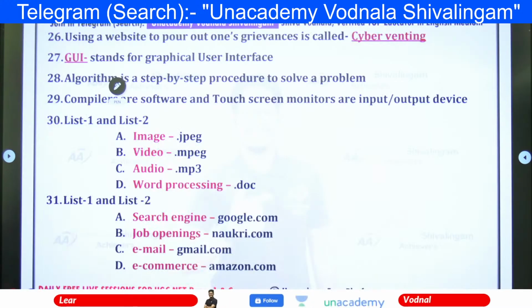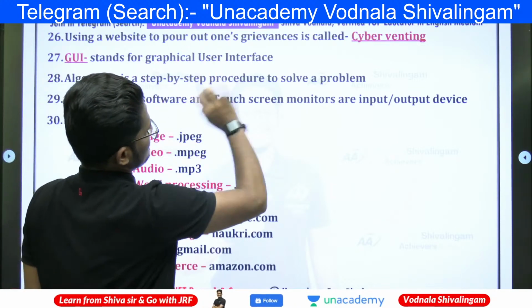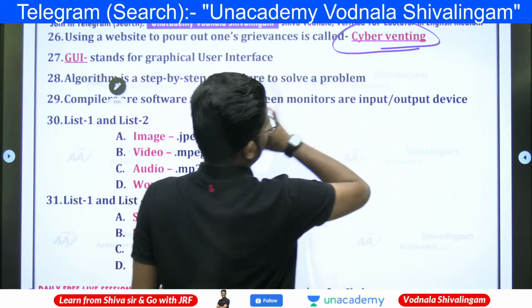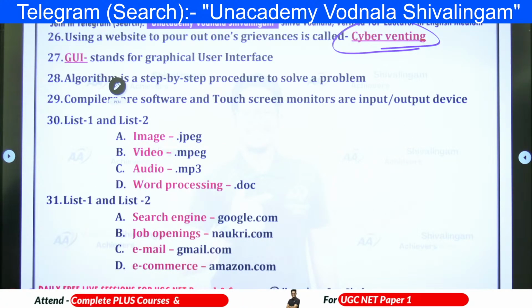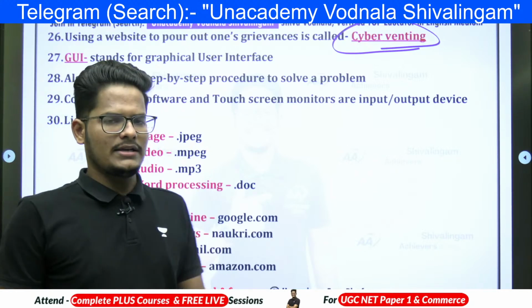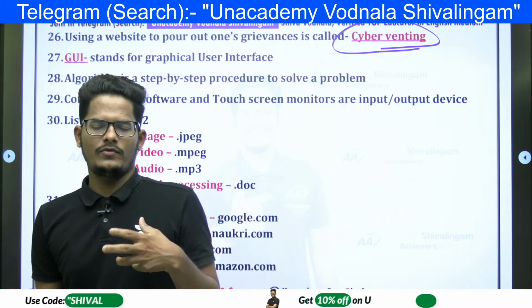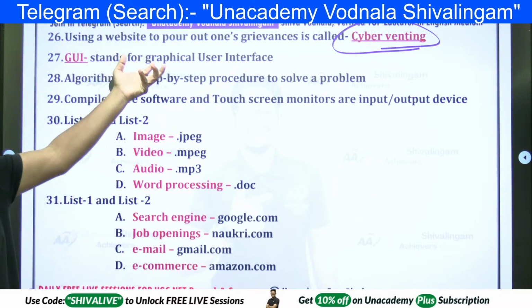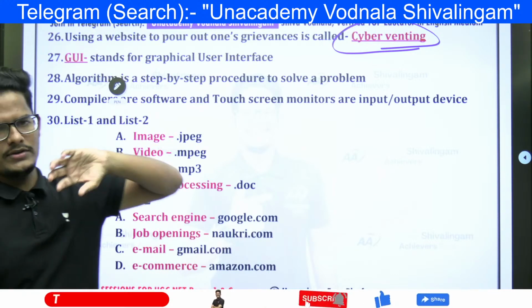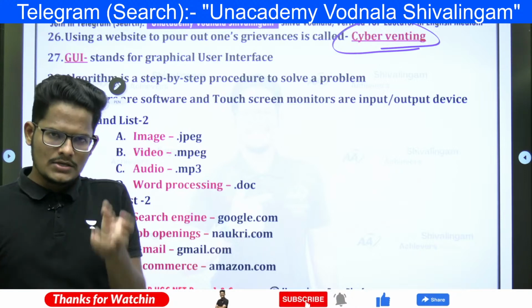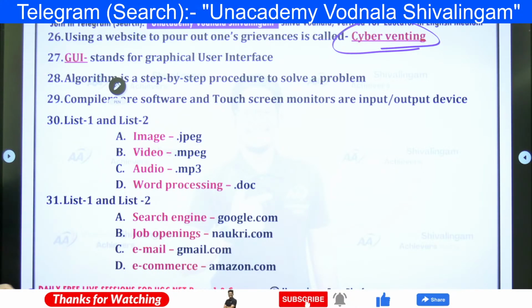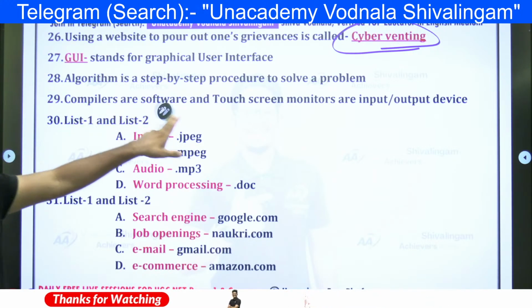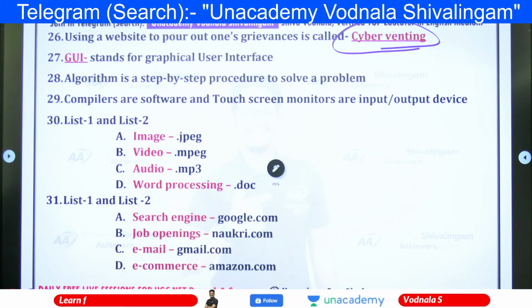Next, using a website to pour out one's grievances is called cyber venting. Cyber venting acts like a helpline where it will solve your problem. To pour out whatever problems people have, and bring that into a complaint or solution manner, we use the cyber venting concept, taking the grievances.